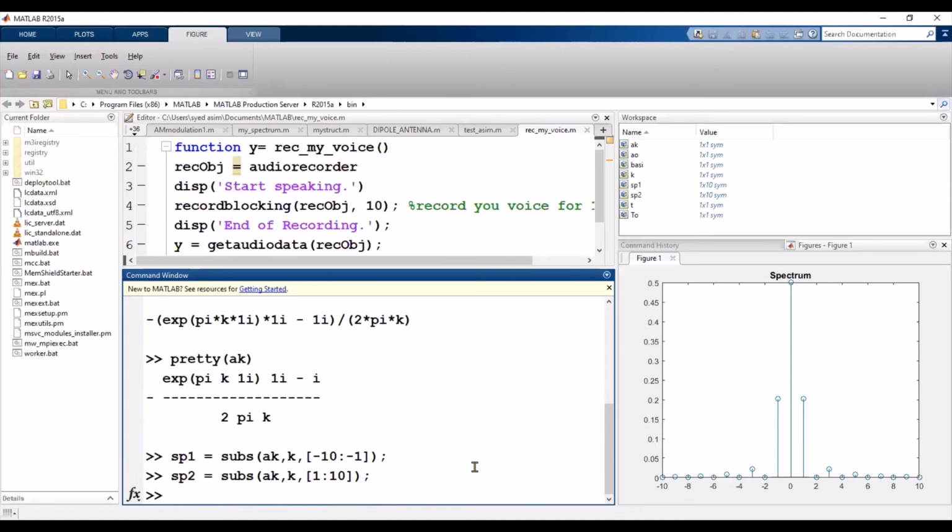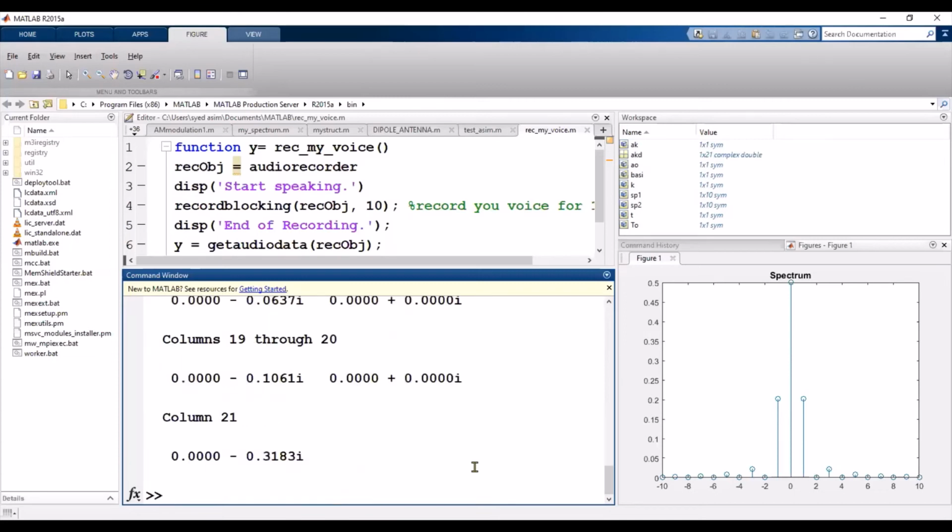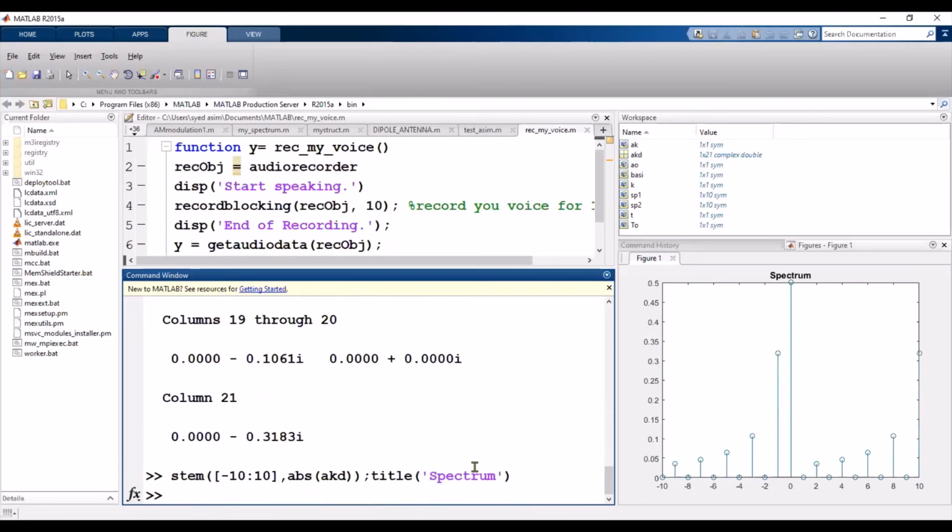Now I want AKD, that is basically SP1 A naught. I simply change the symbolic variable values into double, so we can plot a spectrum. And here we have these values, and stem AKD stem, that is ABS, and we have this spectrum.